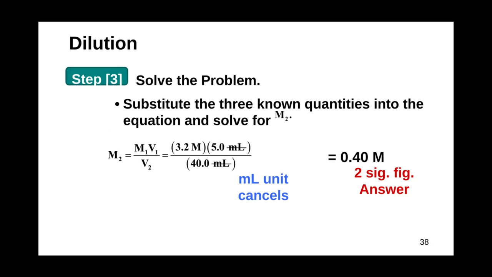So that's kind of a handy thing to use, right? M1V1 equals M2V2. You can also express that as C1, so concentration 1 times volume 1 equals concentration 2 times volume 2. So C1V1 equals C2V2. But most commonly in chemistry, it's M1V1 equals M2V2.